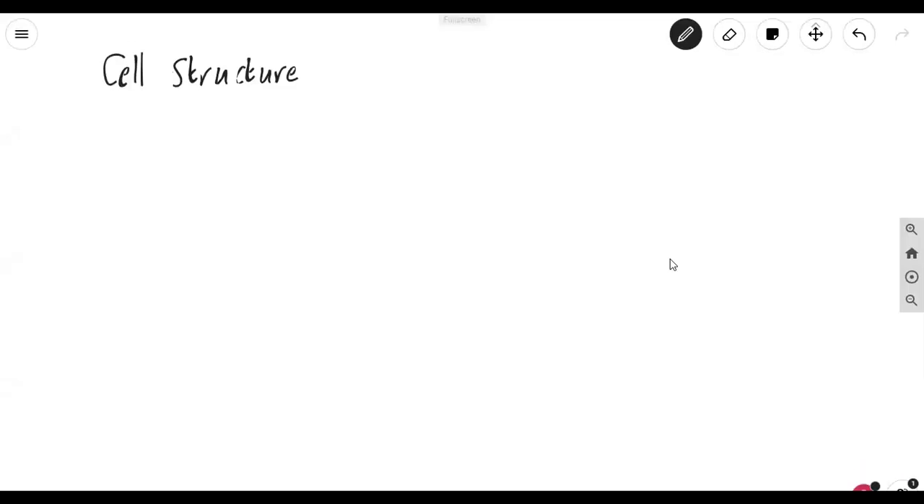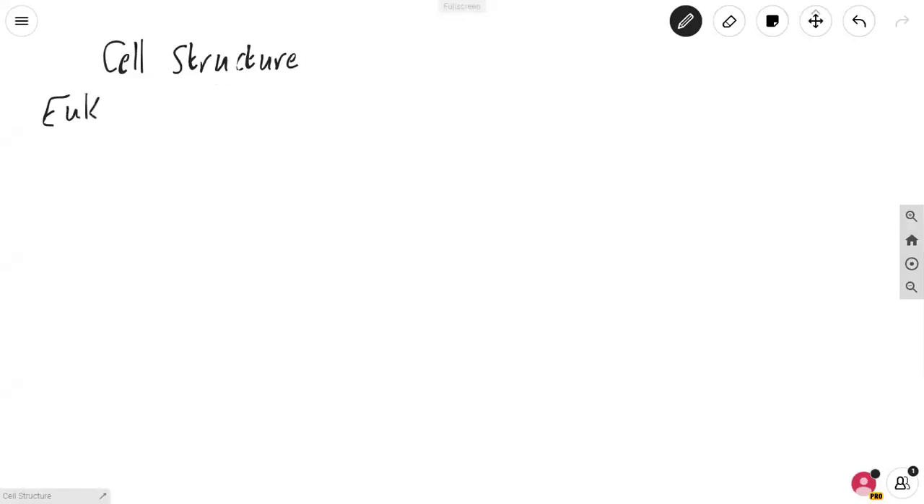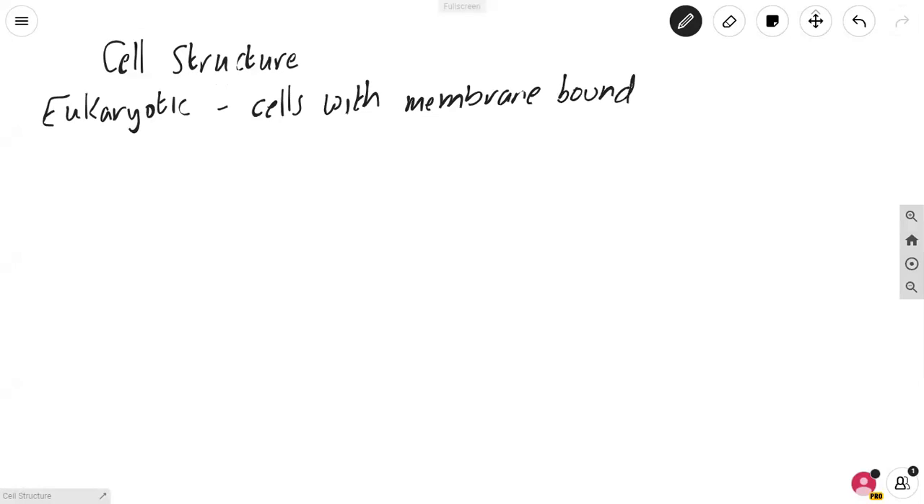So we're going to start by looking at cell structure. We're going to be looking at eukaryotes and prokaryotes. So eukaryotic cells, which you should know from GCSE, are cells with membrane-bound organelles. And we'll look more at those in a minute. And we're talking here about your animals and the plants.